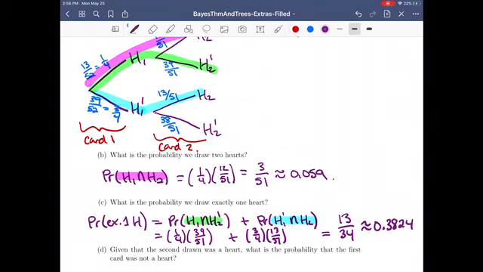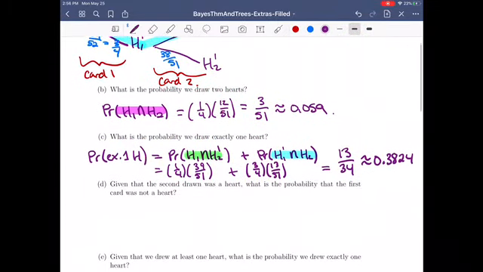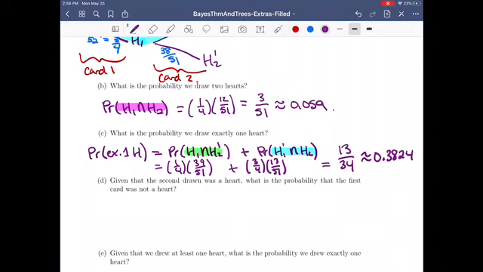So far no conditional probability, just a tree diagram used in different ways. Now, part D. Given that, now we know something: the second card drawn was a heart. So H2 happened. What's the probability the first card was not a heart? Here we're looking for the probability of H1 complement given H2.